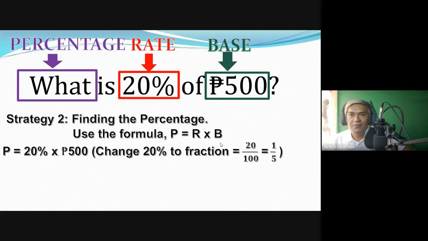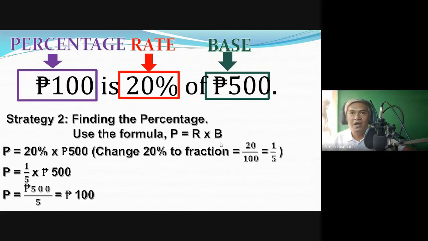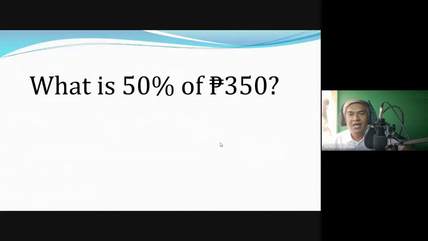Wherein we are going to change 20% to fraction. The fractional form of 20% is 20 hundredths and its lowest term is 1/5. 1/5 times 500 pesos, that is 500 pesos divided by 5, giving us the answer of 100 pesos. Therefore, 100 pesos is the percentage in this problem. Let us solve the next problem.